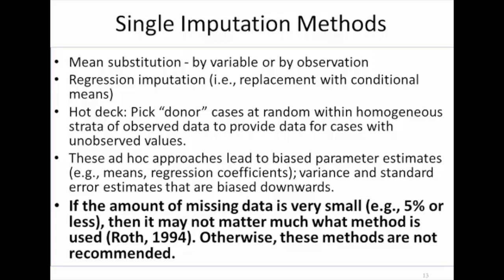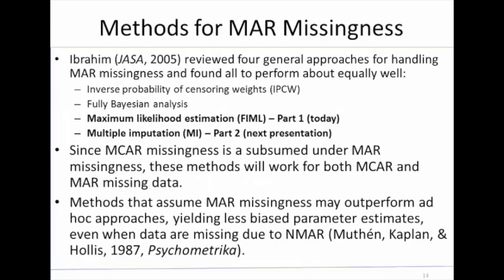Now, HotDec is something that was used at the US Census for a number of years, and the idea behind HotDec is that you pick a donor case at random from homogeneous strata of observed data to provide cases with unobserved values. So, for instance, if you want to try to impute the missing number of publications for a postdoc at the Osher Center, what you would do is identify a group of postdocs at the Osher Center who have complete data on the number of publications, and then at random you would pull a value from that group of postdocs and plug it in for your missing postdoc.